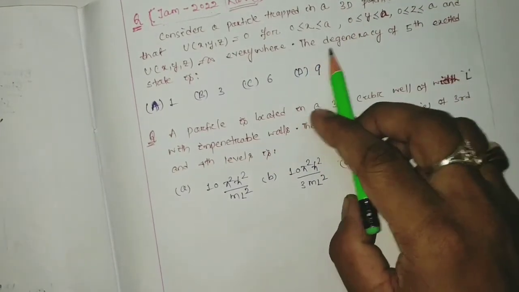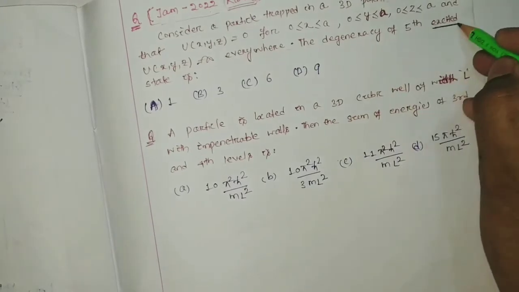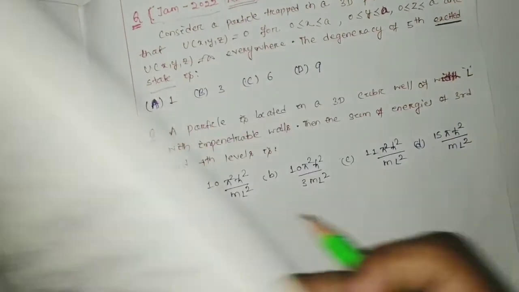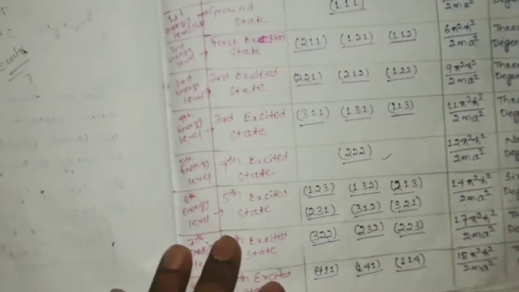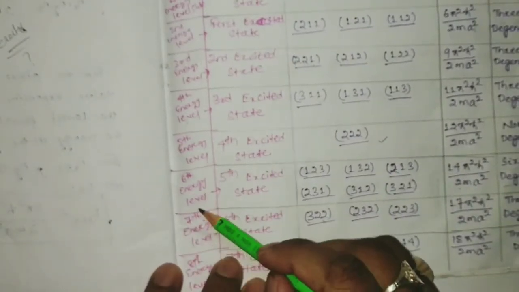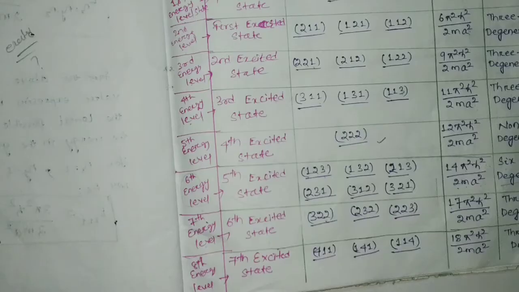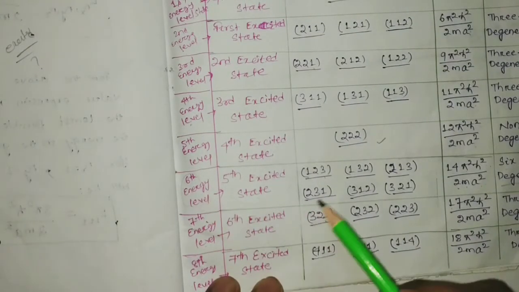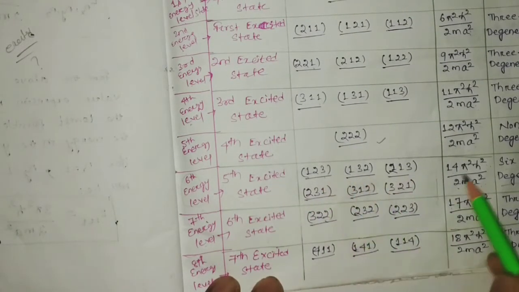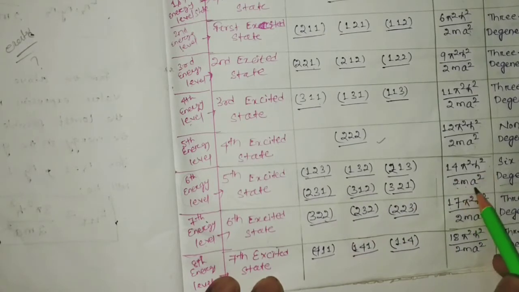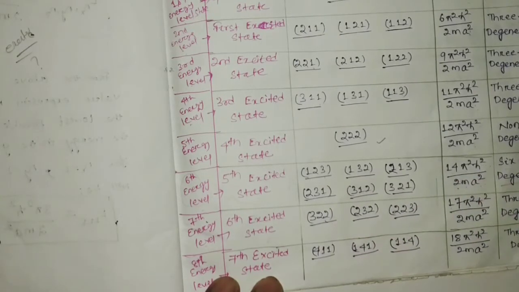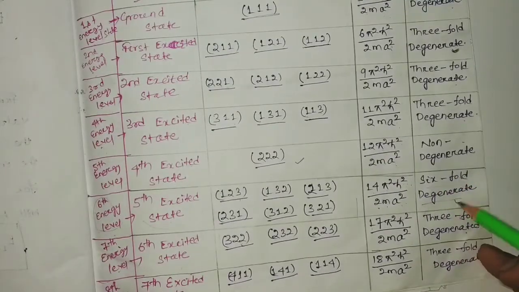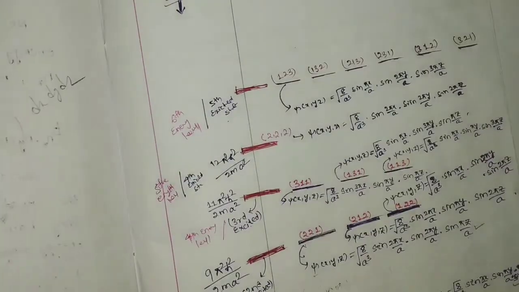The degeneracy of the fifth excited state will be how much? Here the fifth excited state belongs to the sixth energy level. So the fifth excited state is your sixth energy level, having 14 pi square h cross square by 2 m a square as the energy eigenvalue, and it is sixfold degenerate. So the option C will be correct.